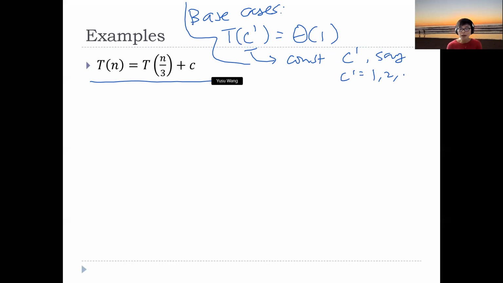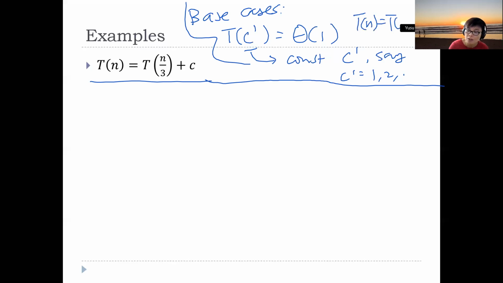Okay, let's look at this recurrence. In fact, this one looks very similar to the one we just did for binary search. In binary search, we have T of n equal to T of n over 2 plus a constant. Remember, that was binary search. Here, what I have is that T of n equals T of n over 3 plus a constant. So let's see what is the time complexity for this case.